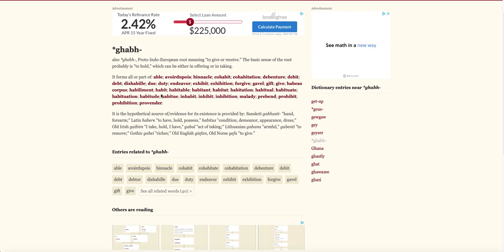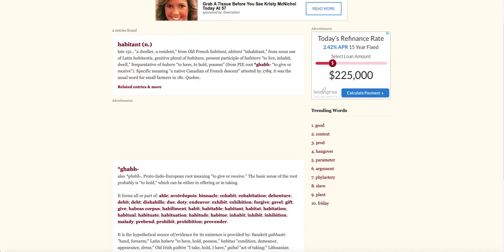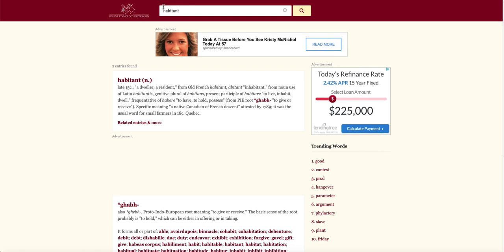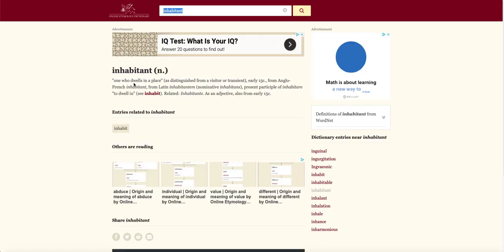So we've gone there, and we now know what the habitant is. Now let's see if we can look at the inhabitant because it's similar. One who dwells in a place. Now we're getting somewhere. One who dwells in a place as distinguished from a visitor or a transient. We'll take transient real quick, just in case we have time towards the end of this.